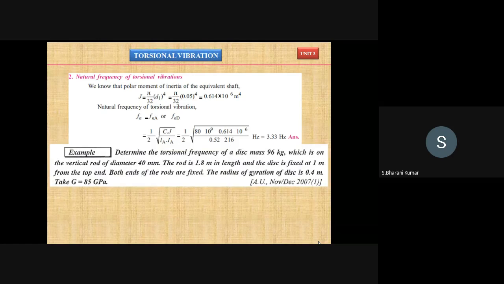Okay. This is the second sum for today's class. Determine the torsional frequency of a disc. Mass is 96 kg, on a vertical rod of diameter 40 mm. The rod is 1.8 meter in length, and the disc is fixed at 1 meter from the top end. Both ends of the rod are fixed. The radius of gyration is 0.4. Take G equal to 84 gigapascal.